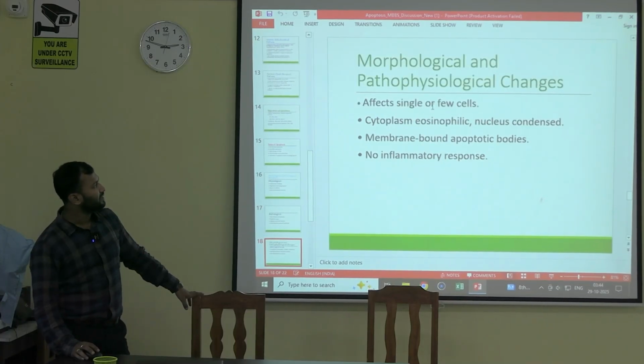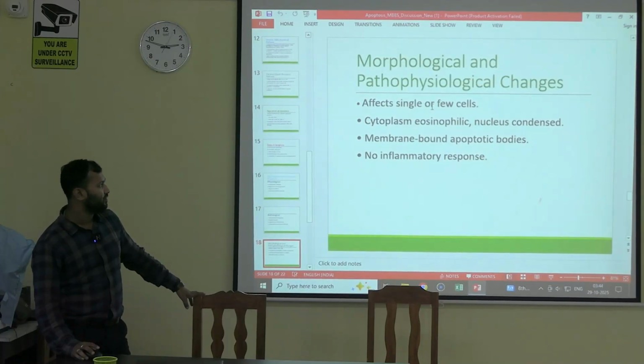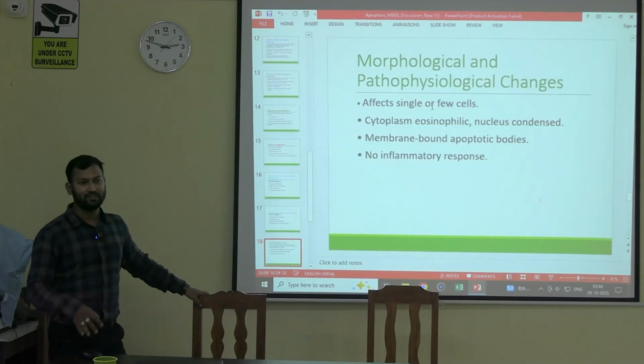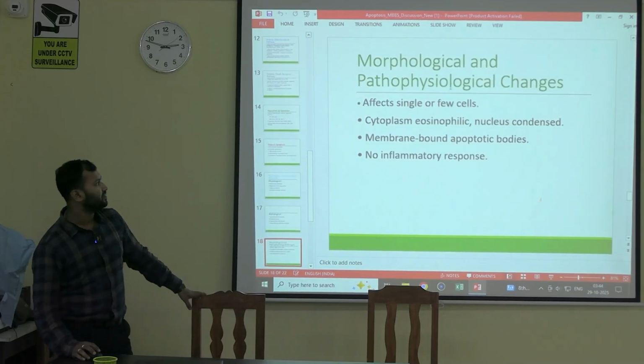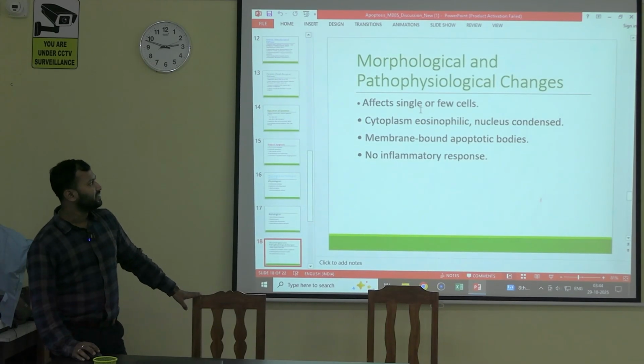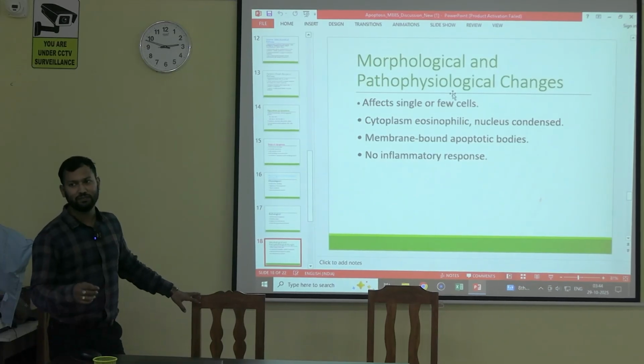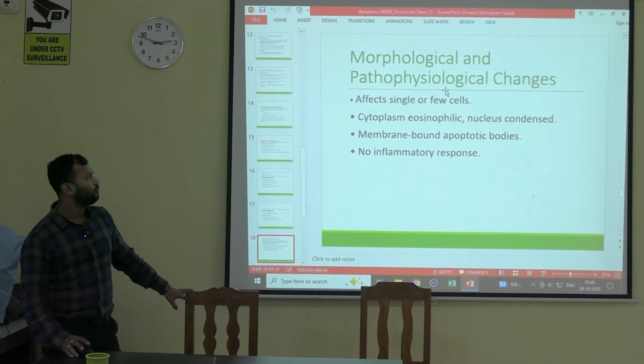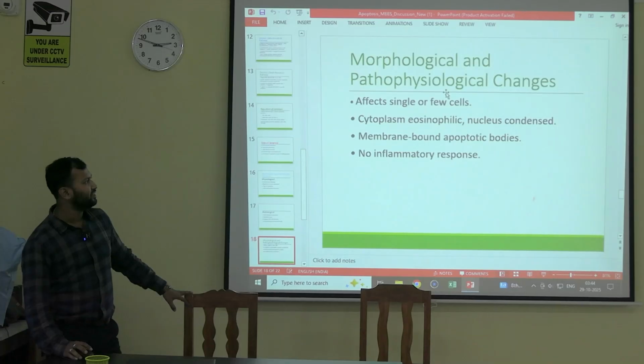Then morphological and pathophysiological changes. What are the changes which occur during apoptosis? One is it affects single or few cells. It may affect one cell also, it may affect some group of cells also. Whatever the body needs, feels important, it will do.